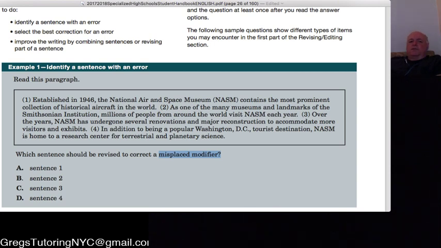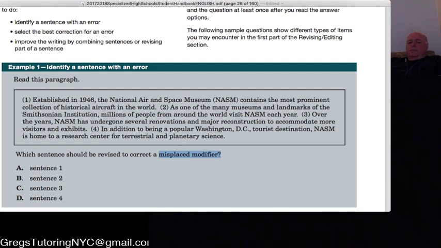So, established in 1946, the NASM contained the most prominent collection of historical aircraft in the world. There's nothing wrong with that, okay? The modifier is "established in 1946." It's modifying the National Air and Space Museum because it's qualifying it. It's giving it characteristics. Okay? So is the other part, the most prominent collection of aircraft in the world. But we're talking about the modifier. So "established in 1946" is a modifier. It's a phrase. You can tell especially because there's a comma after it. Okay? So does that sentence make sense? It does. I'm telling you guys now it does.